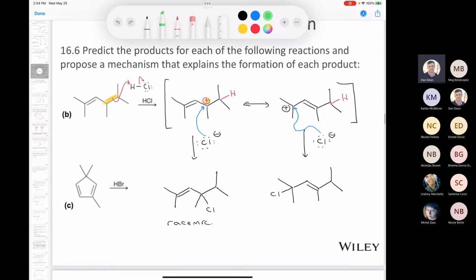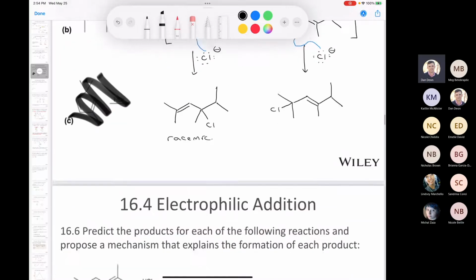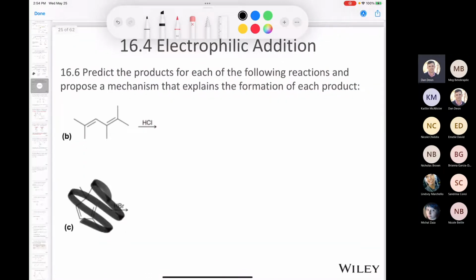Let's do that on this page. So we didn't really use this at all, and we're not going to use it on this page either. Let's continue on with B. So now we're going to do the same thing. We're going to add HCl, but we're going to add it to the other double bond, the one on the left. And so we want to add the hydrogen atom here so that we end up with a positive charge here, which would give us an allylic carbocation.